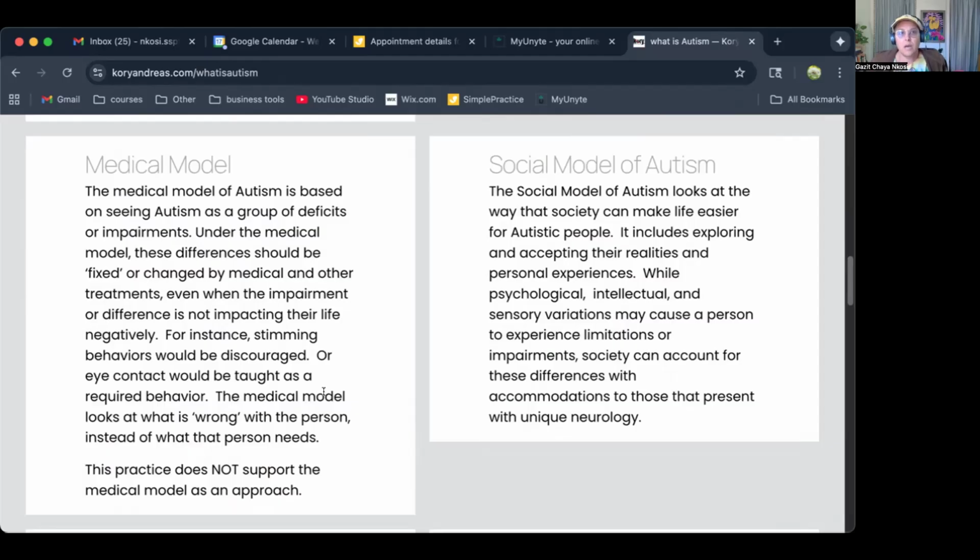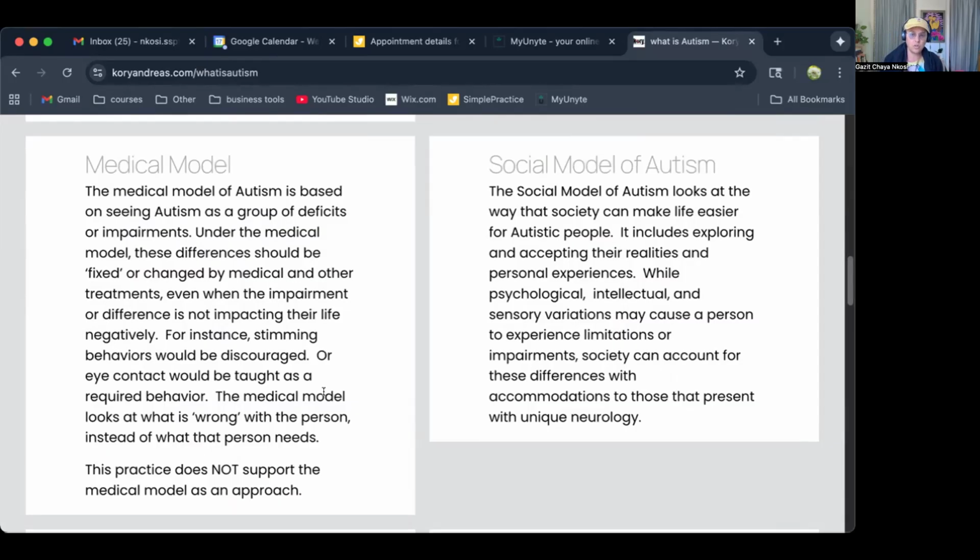So you can think about, okay, if we only have stairs going into buildings, someone with a mobility variation who is not able to access stairs might have limited access to that building. So, from a social model, rather than trying to get them to change their mobility, we would add a ramp, for example.